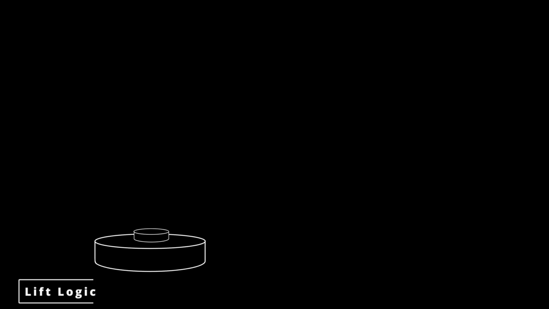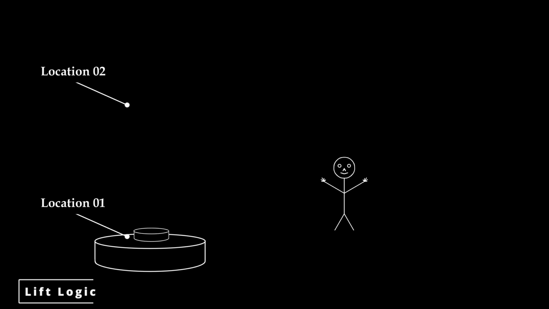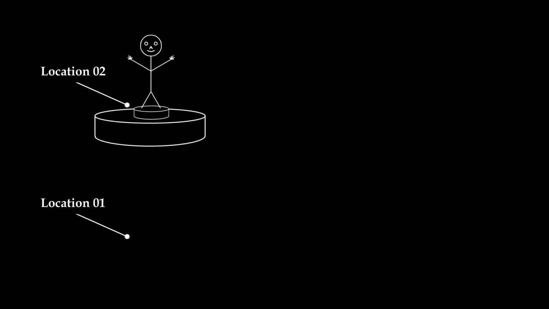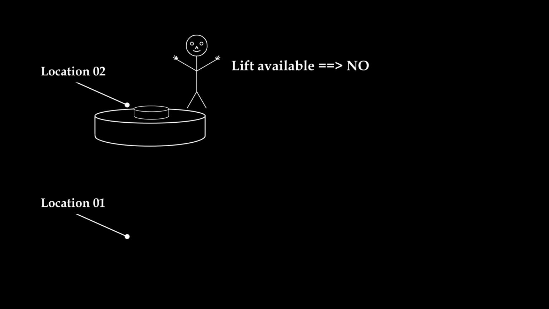So let's break this down. The lift here has two locations, and whenever the character, I mean this player character, steps on the trigger plate, the plate goes down, and then the lift goes up. When it reaches the second location, the lift checks continuously whether the character is standing on the trigger plate or not. If the character is not standing on it, the trigger plate goes up, and now the lift is available to use.